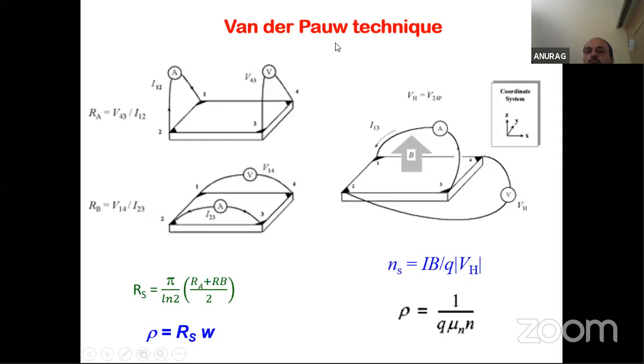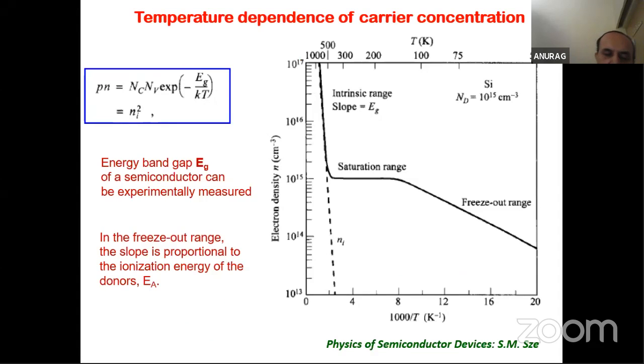The advantage of the Van der Pauw technique is that you don't need photolithography, you don't need reactive ion etching. So even if you don't have those techniques, this is a very, very reliable method for calculating the electrical properties of the material. Very briefly, I will show you a graph, which many of you might have seen.